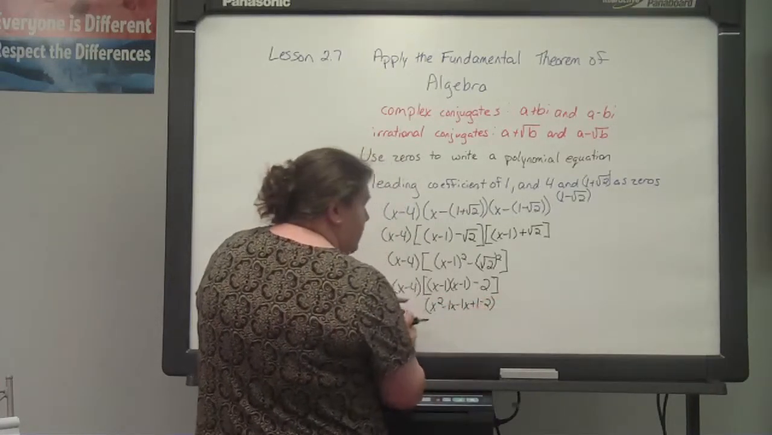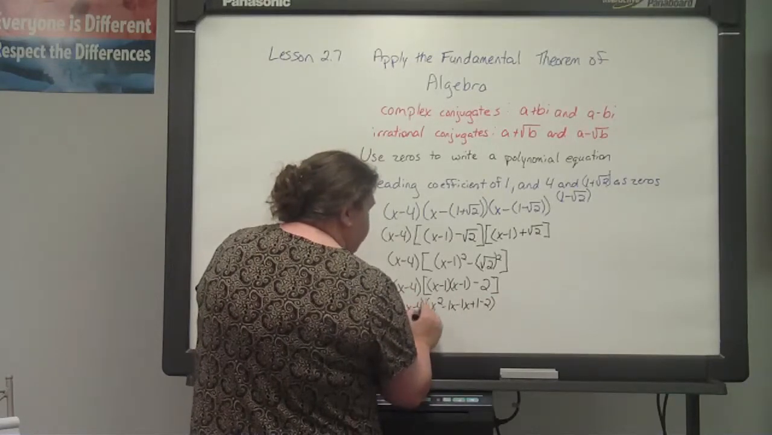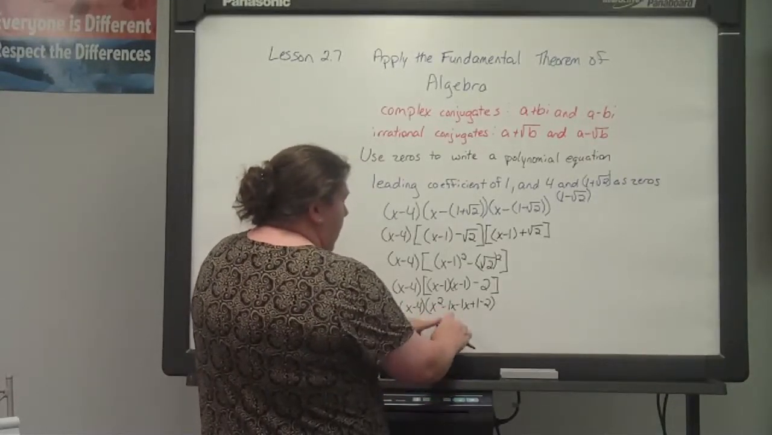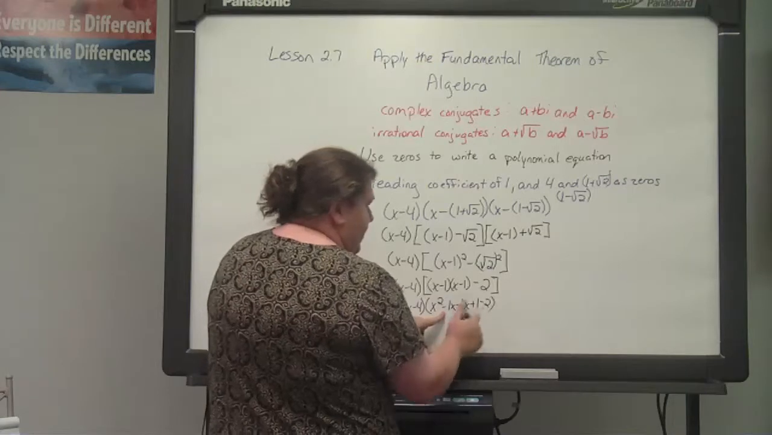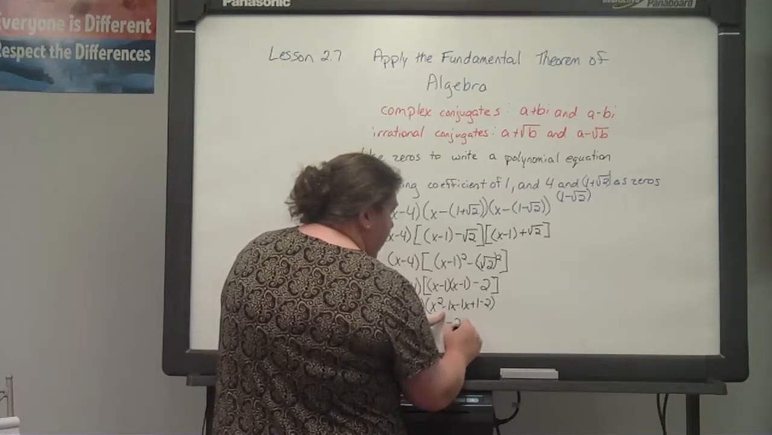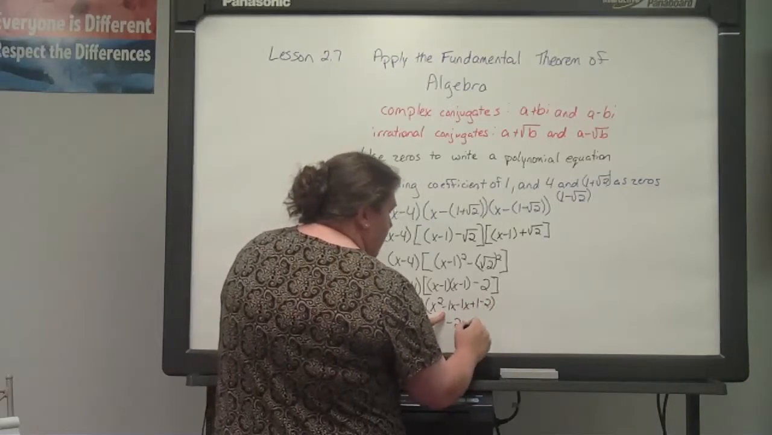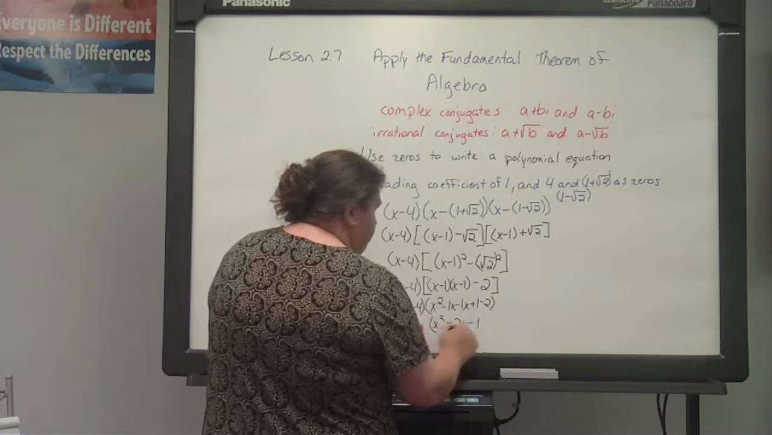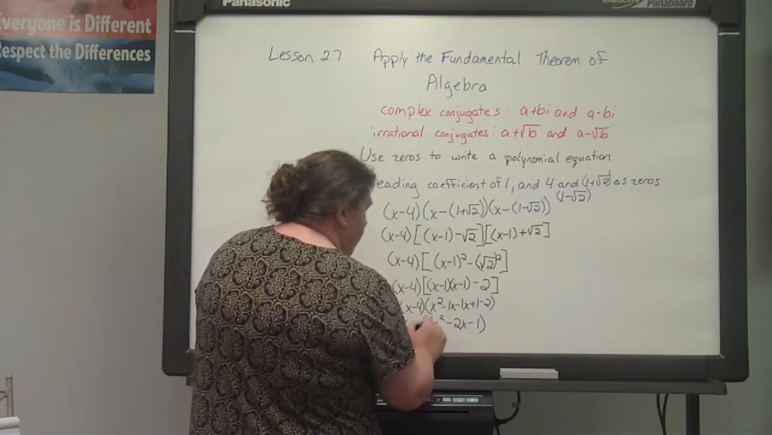Now I can go ahead and have one parenthesis there and my one parenthesis here. Again, I want to combine like terms. I have a negative 1x and a negative 1x, which gives me a negative 2x. A positive 1 minus 2 is a minus 1. And I just bring down my x squared. And then I bring down my x minus 4.